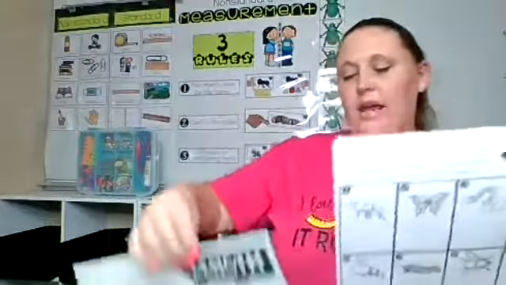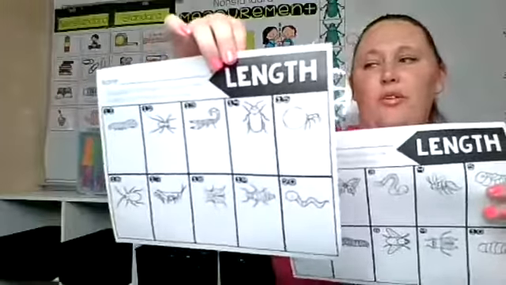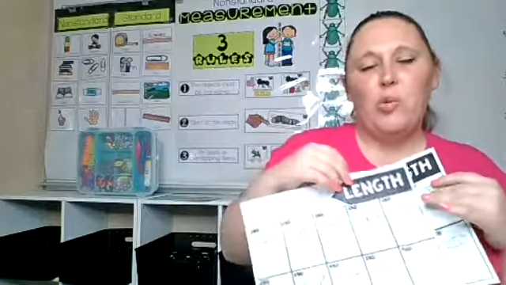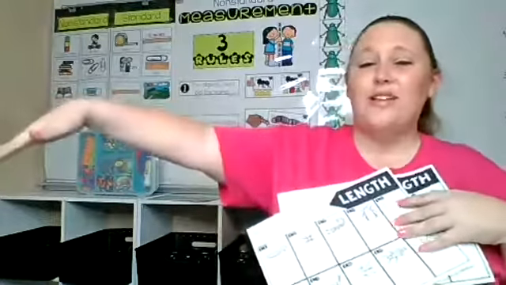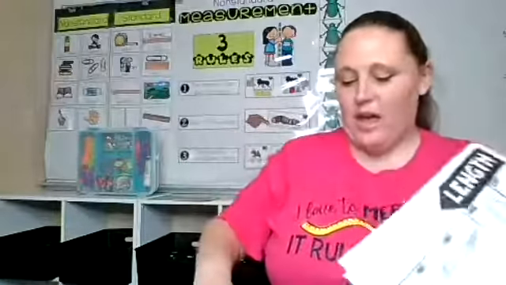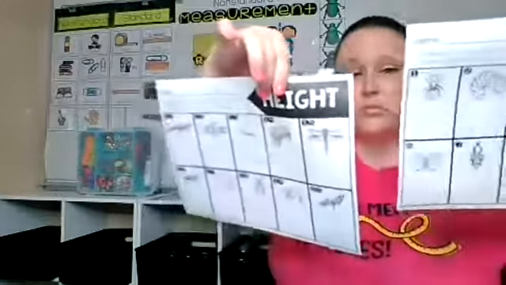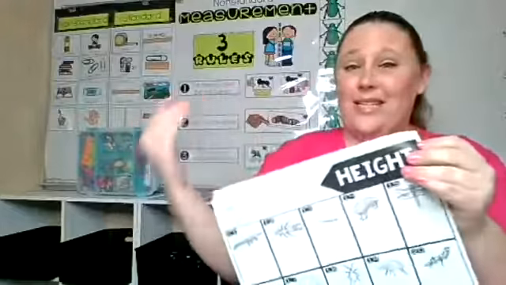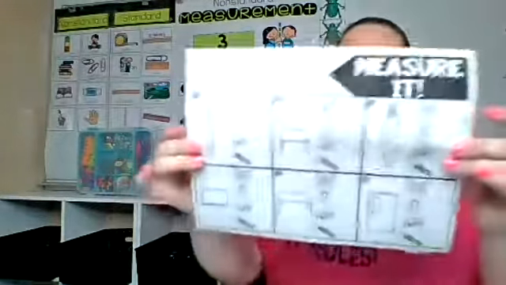So you have your length. I give you 2. And I personally would make them front to back, but if you wanted, like, okay, you guys do 1 through 10, you guys do 11 through 20, easily you could differentiate that. And then you have 2 for the height, which is the same exact thing. And it's the exact picture. So again, it's easy for your ELLs. And then your measure it.